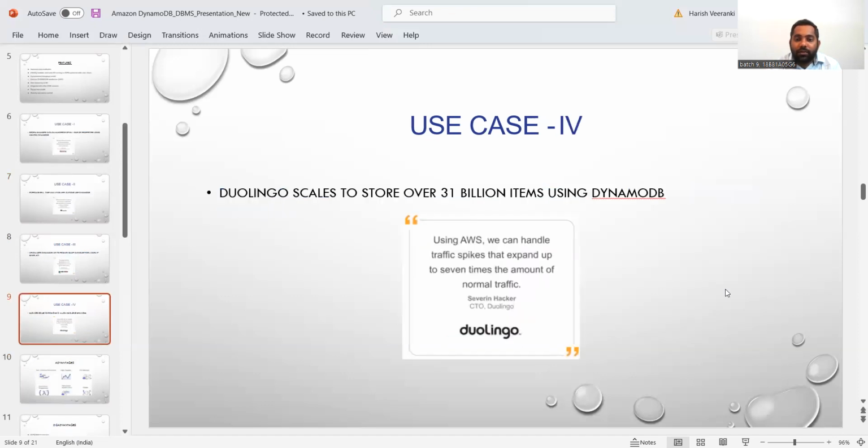And Duolingo scales to store 31 billion items using DynamoDB. These are the words spoken by the CTO of Duolingo. Using AWS, we can handle traffic spikes that expand to even 7 times the amount of normal traffic.